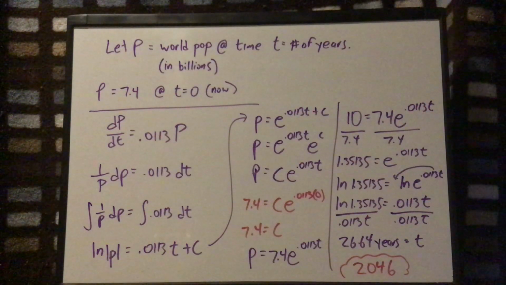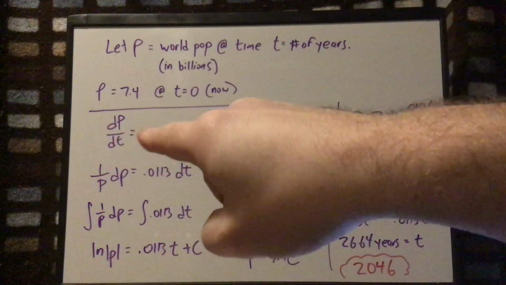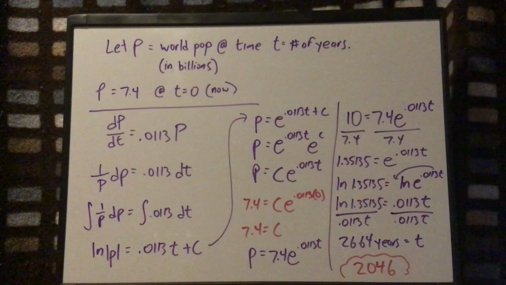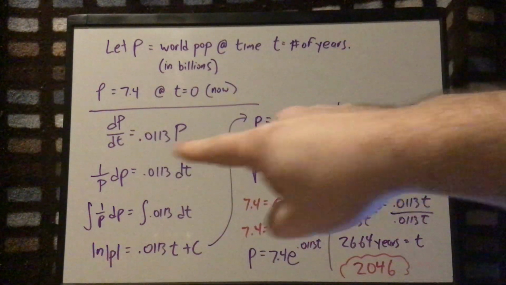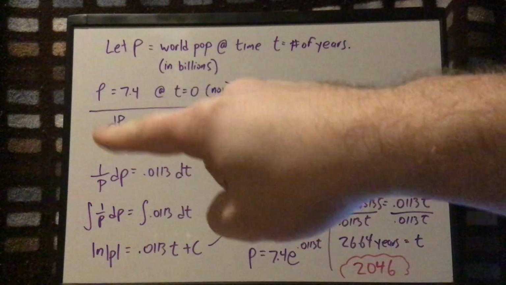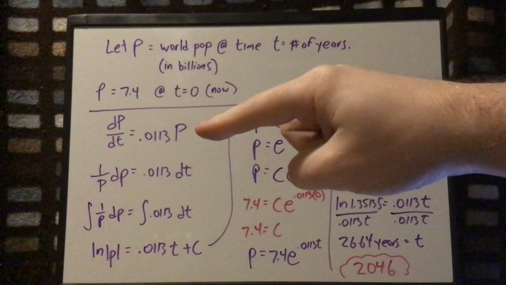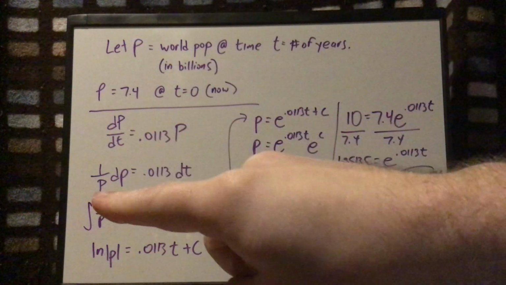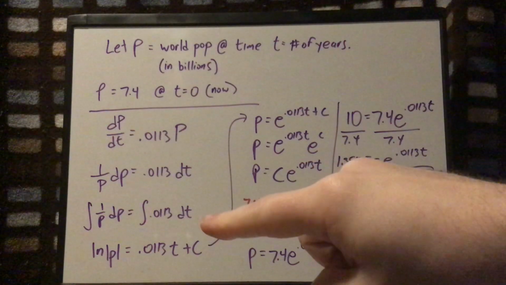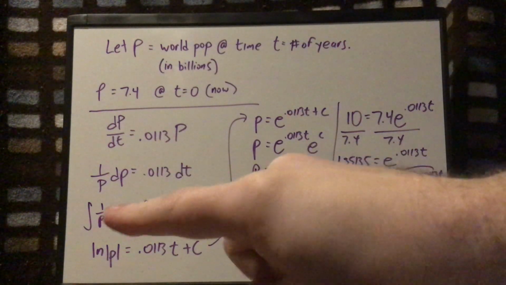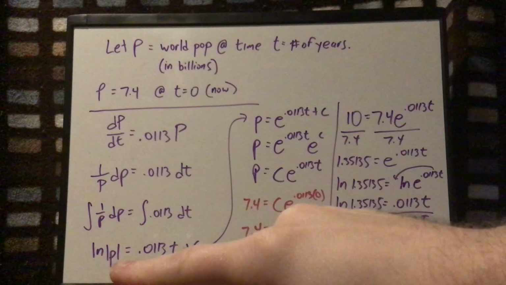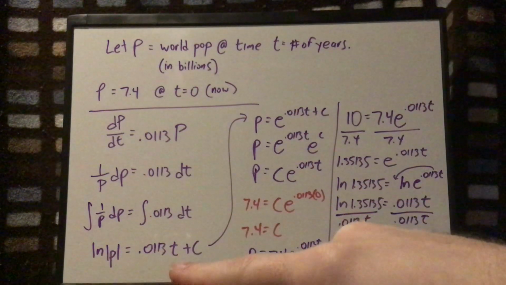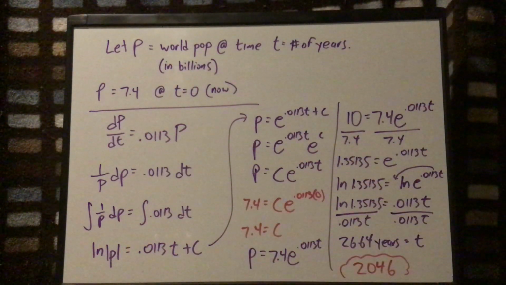So once I've set up this differential equation, and it has that form I mentioned, dy over dx equals ky, where k is some constant, the constant is the growth rate, so this is going to be some kind of exponential growth formula. I can now determine it. The important calculus part is to be able to get the formula from this. It's a separable differential equation: divide over the P, multiply over the dt, integrate both sides. Just like the other problem, 1 over P's antiderivative is natural log of absolute value of P. The integral of 0.0113 dt is going to be 0.0113t plus C.